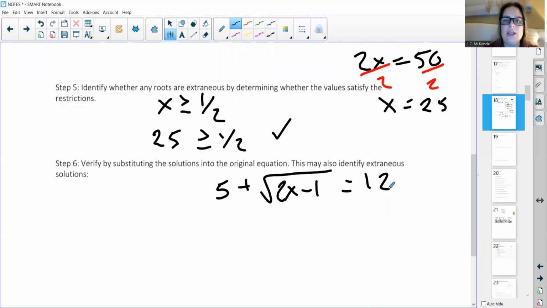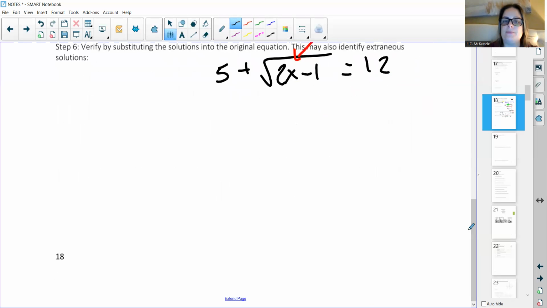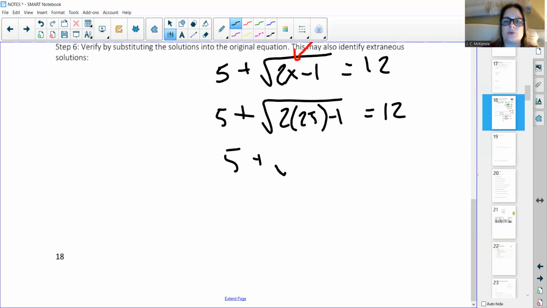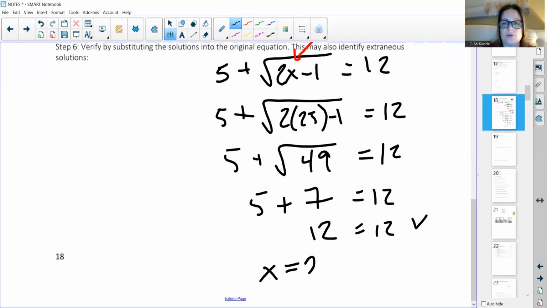Okay, so now we're going to put in that solution of 25 in for x and see, does it actually work? So it's going to be 5 plus the square root of 2 times 25 minus 1 equals 12. So 5 plus the square root, 25 times 2 is 50, 50 minus 1 is 49. The square root of 49 is 7. Does my left side equal my right side? Yes, it does. So that means that x does in fact equal 25, and that is our solution.